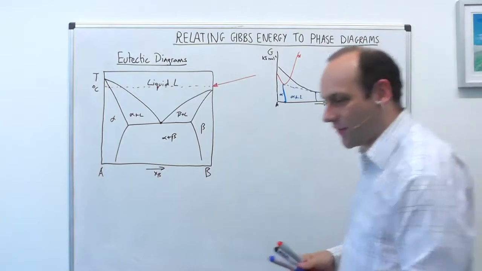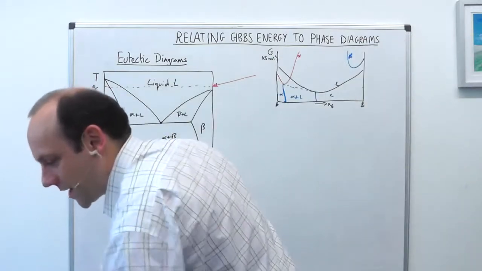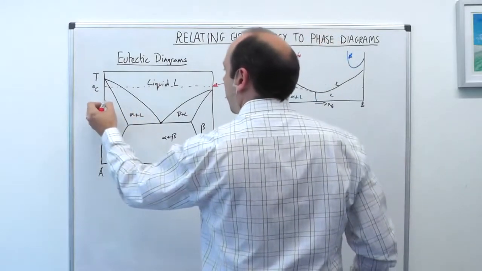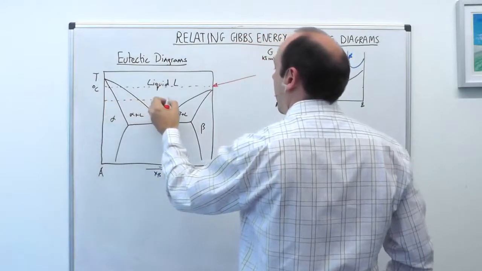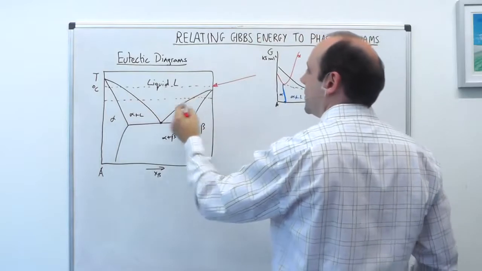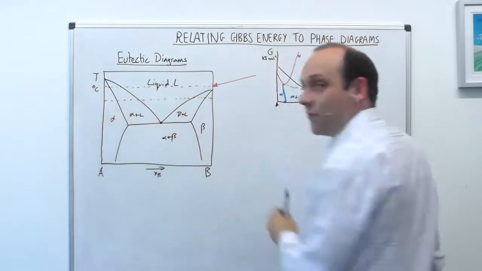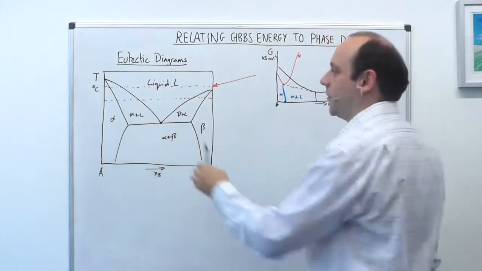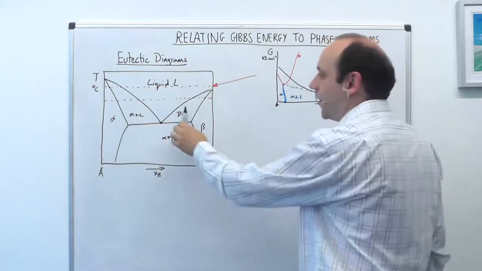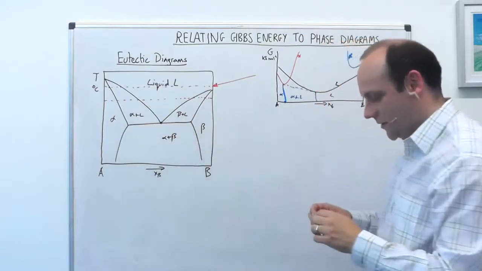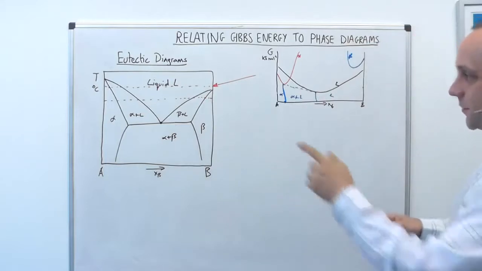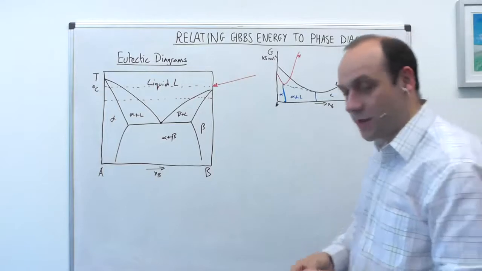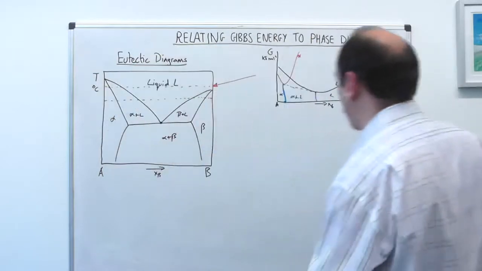When we go down a bit further in temperature, then we get to a situation, say somewhere like here, where this is quite complicated now. We've got a situation where alpha is the lowest energy. Alpha plus liquid, common tangent will be lowest. Liquid, and then beta plus liquid, and finally beta. So we've got lots of regions, 1, 2, 3, 4, 5 regions to be able to draw out on our Gibbs energy curve. So let's do that now.